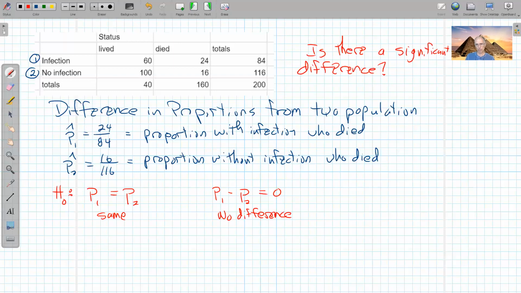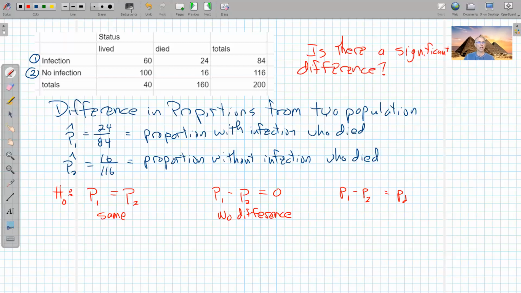Oftentimes they'll take that P1 minus P2 and call that difference just P difference. How much are they different by? And just let's look at our sample. This is for the population. We're assuming in the population there's no difference. Every sample is going to be a little bit different.